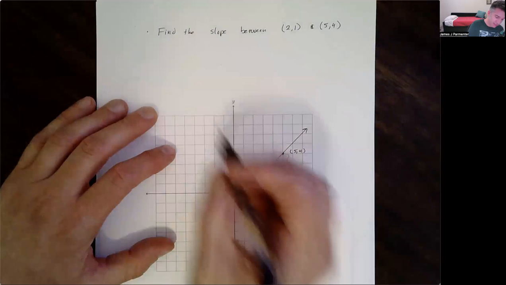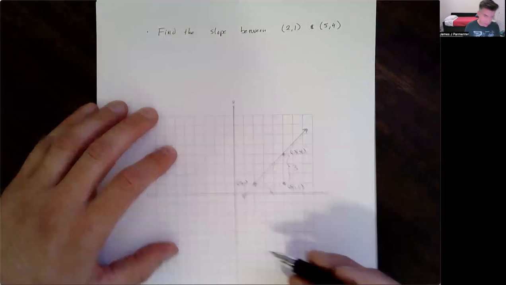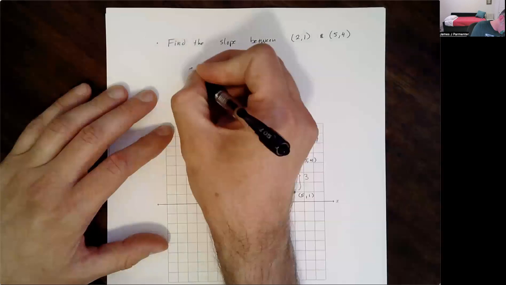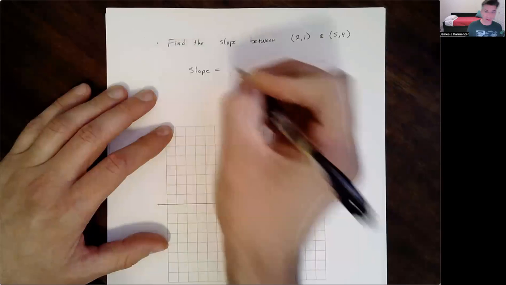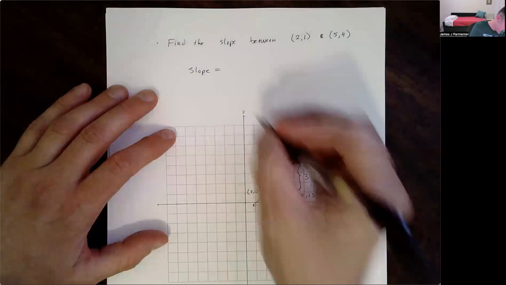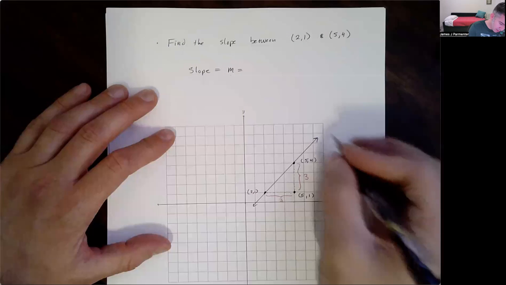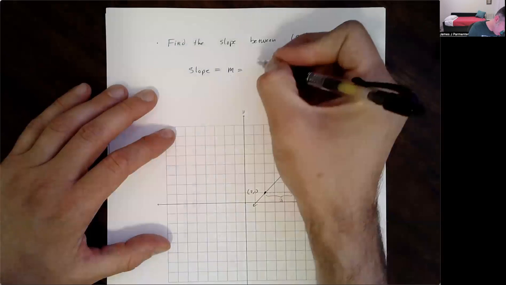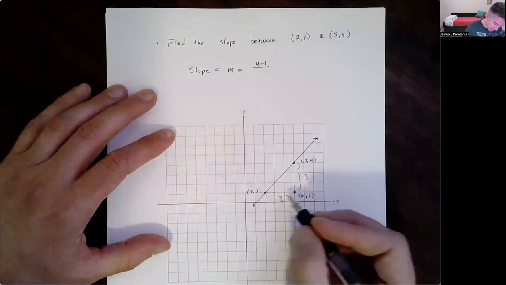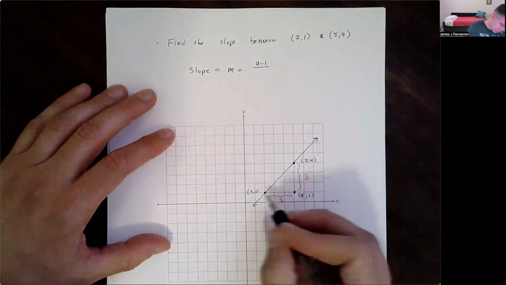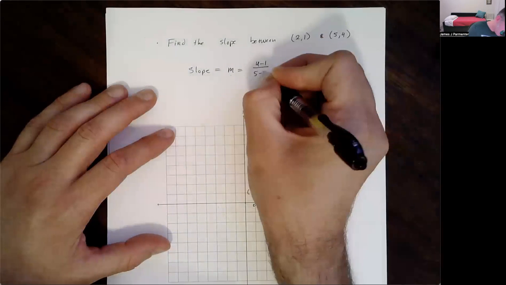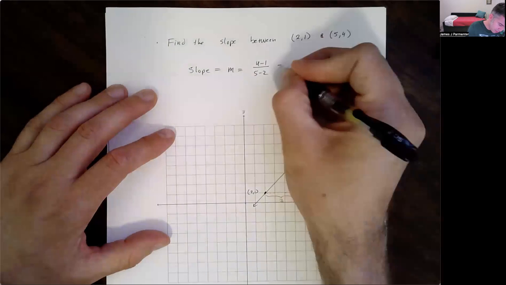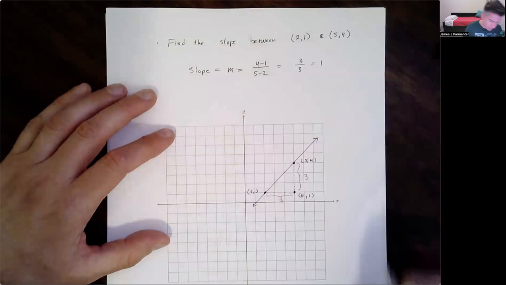Now, the way we calculate this without drawing any of these pictures is we say the slope, which we often use the letter m for, is going to be the difference in the y's, 4 minus 1, the rise, over the difference in the x's, 5 minus 2, which is going to be 3 divided by 3, which is 1.